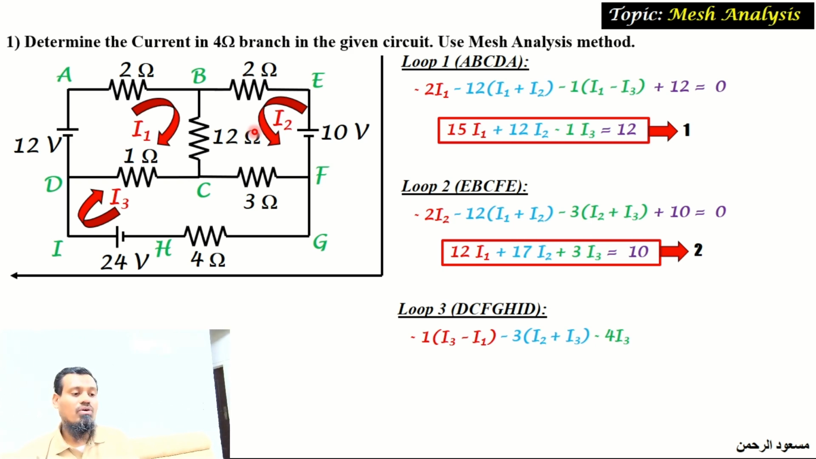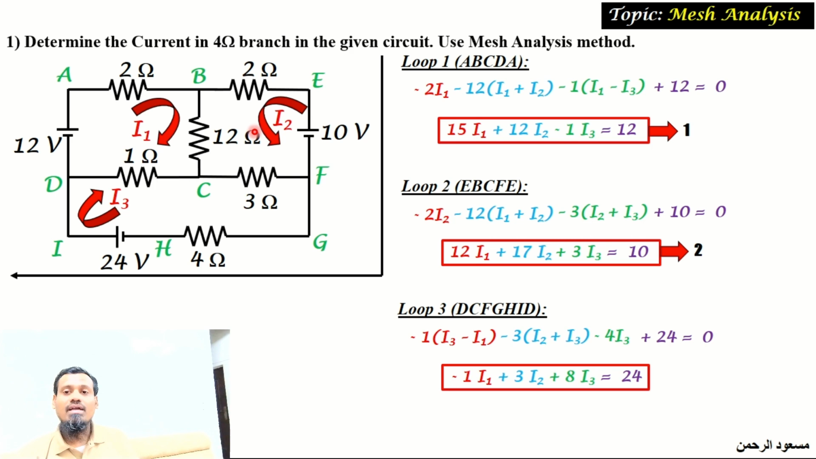And when you travel from the node H to I, there is a battery of 24 volts in which, according to the assumed current, the current is going from negative to positive, so it is a potential drop plus 24 equal to 0. Manipulating and simplifying this equation, we will get equation number 3 as shown to you. So now we have 3 mesh currents and we have 3 voltage equations. By solving these 3 equations, we will get the individual currents of the meshes, namely I1, I2, I3.